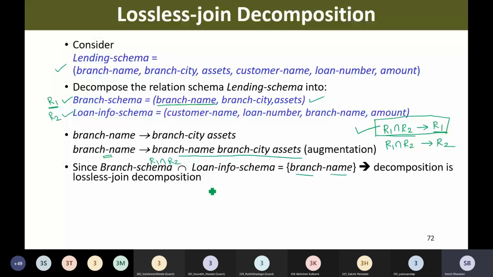And that is why we are saying that this decomposition is lossless join decomposition. We have seen earlier that the lending schema was decomposed carelessly and we came across the lossy decomposition. But now, when the lending schema is decomposed into these two relations, branch schema and loan schema, we find that this decomposition is lossless join decomposition. If we take the natural join of these two relations, we will get the original relation, that is the lending schema.